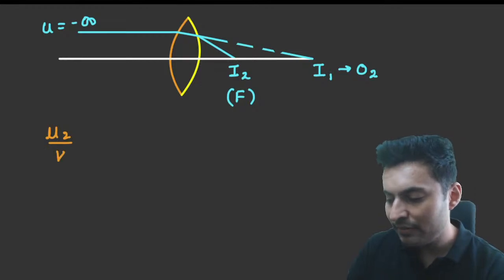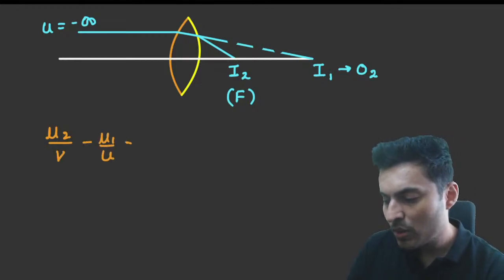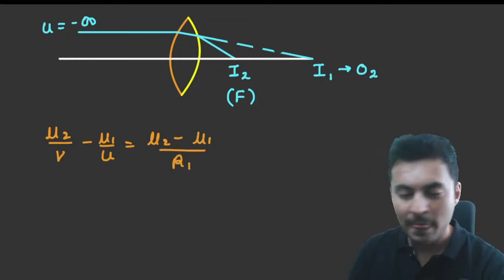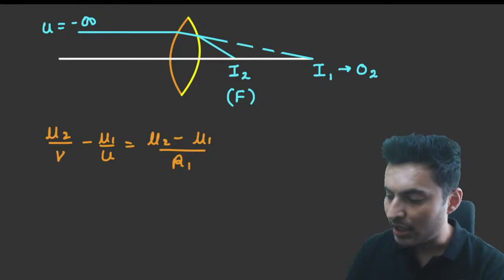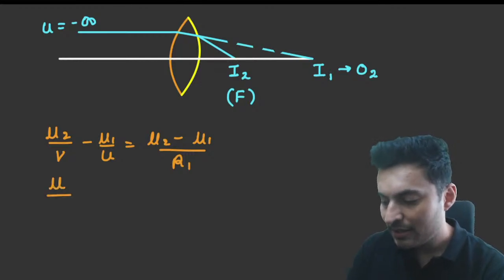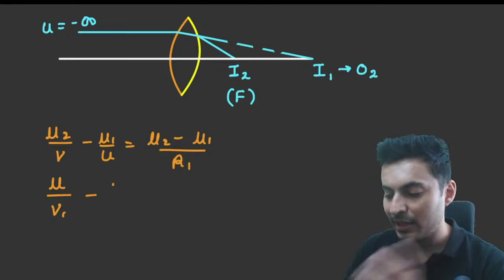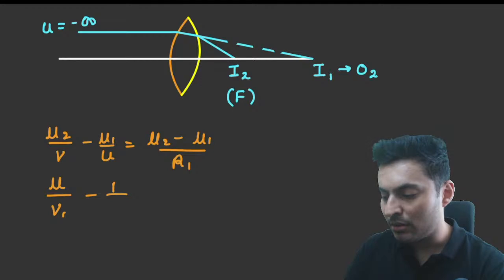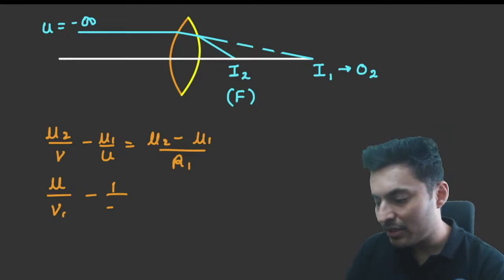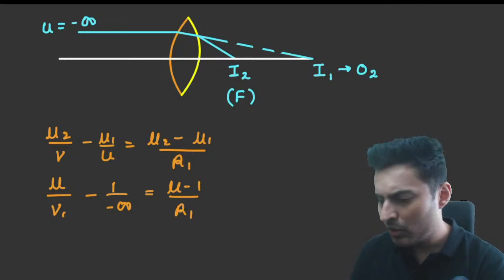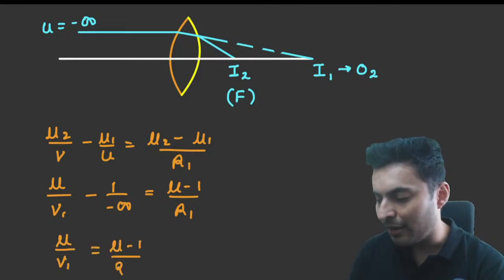Mu2 by V minus mu1 by U is equal to mu2 minus mu1 divided by R1. Use this. Mu2 I know is the material of glass. V I don't know. Mu1 is basically the refractive index of air, which is 1. U is object distance, so it is minus infinity. So this will become mu minus 1 by R1. So 1 by infinity is 0. So you will get mu by V1 is equal to mu minus 1 by R1.